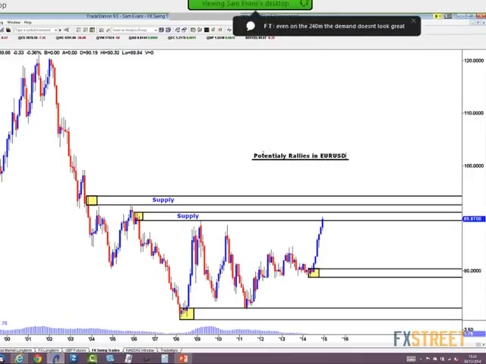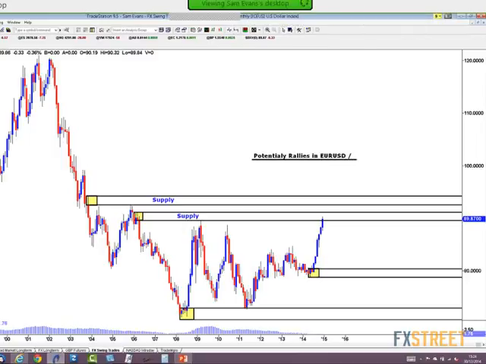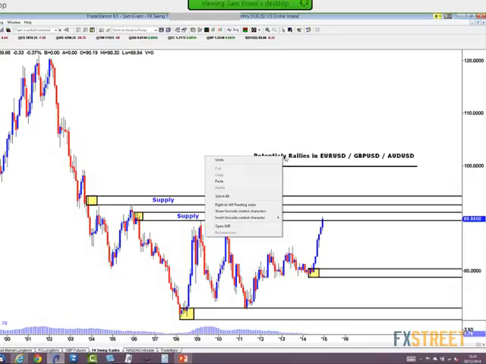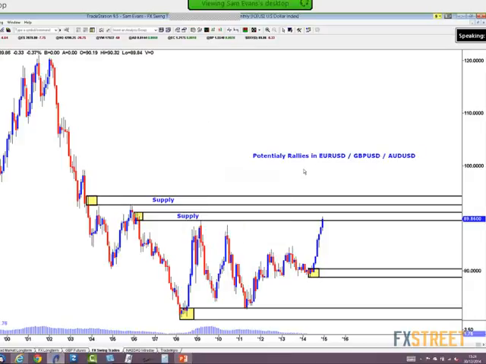Potentially rallies in euro dollar, pound dollar, and Aussie dollar. Which could also, and I've spelt that wrong, there should be two L's there, okay? Should be two L's there, by the way. Let me just fix that for you in just a second. There you go. I'm a little bit anal when it comes to spelling things.